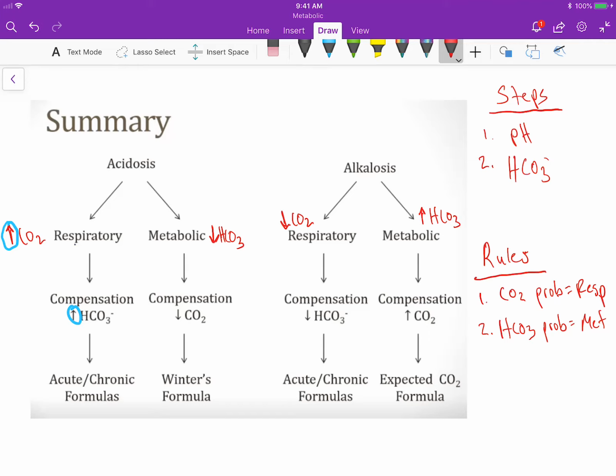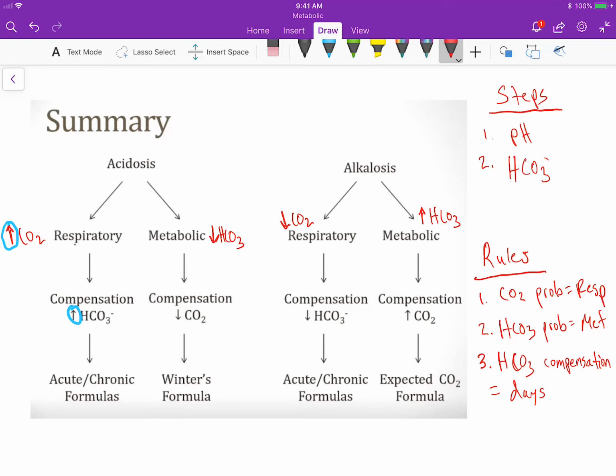Another important principle to understand is that if the primary problem is respiratory, then you have to change the concentration of bicarb in the blood, and there's two ways to change bicarb. The first way is through the buffering system, which is not very effective in the blood. The main way that our body adjusts the concentration of bicarb is through the kidneys, and so the kidneys take days to fix bicarb. So I'll just put HCO3 compensation equals days, and we'll see why this matters later.